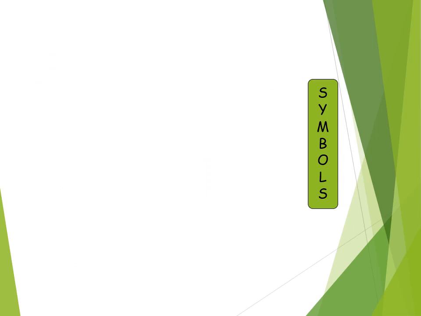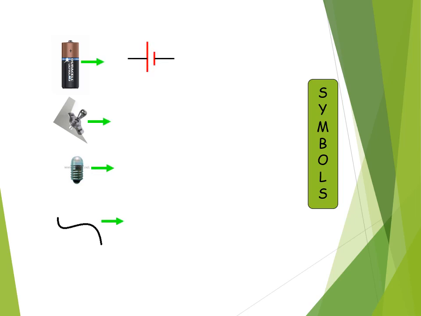Next slide. When you draw an electric circuit, you will make use of symbols. Now, here are the four components that we use in a torch. Remember, the battery, the switch, the bulb and the wire. Now, the battery looks something like this, represented by a long red line and a short red line. Now, the long line represents the positive of the battery, and the short line represents the negative of the battery. In this case, the long red line and the short red line represent one cell only.